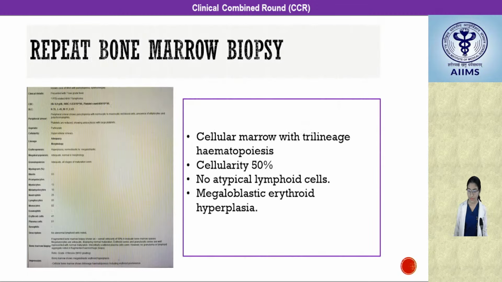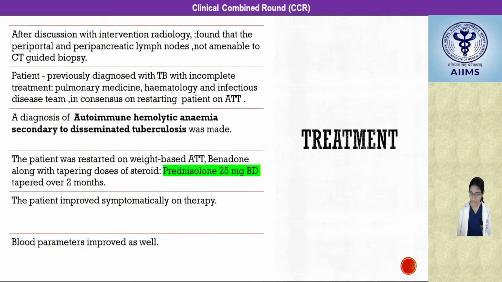Thank you, sir. We once again performed a bone marrow biopsy on the patient, which showed cellularity of the marrow was intact. She had no atypical cells in the marrow, and there was megaloblastic erythroid hyperplasia. After discussion with interventional radiology, we found that the periportal and peripancreatic lymph nodes were not amenable to CT-guided biopsy. Since the patient was previously diagnosed with tuberculosis and had incomplete treatment, in consensus with pulmonary medicine, hematology, and ID team, we started the patient on ATT.